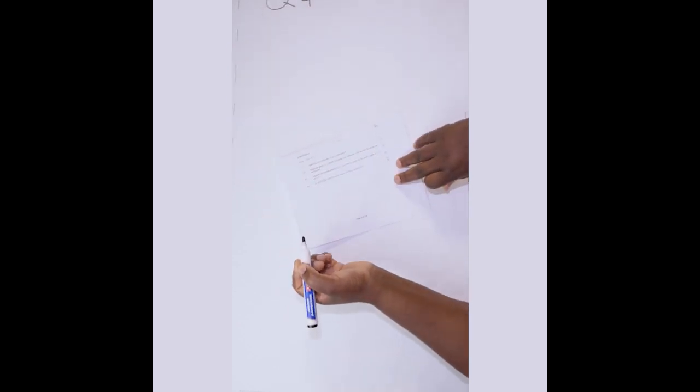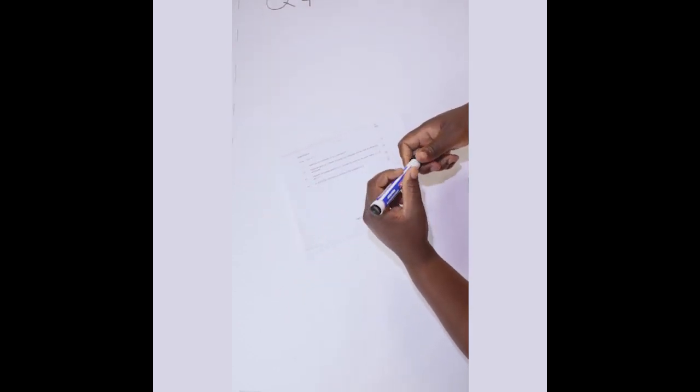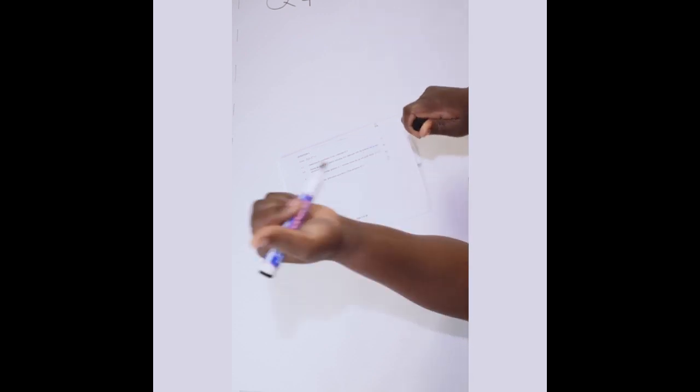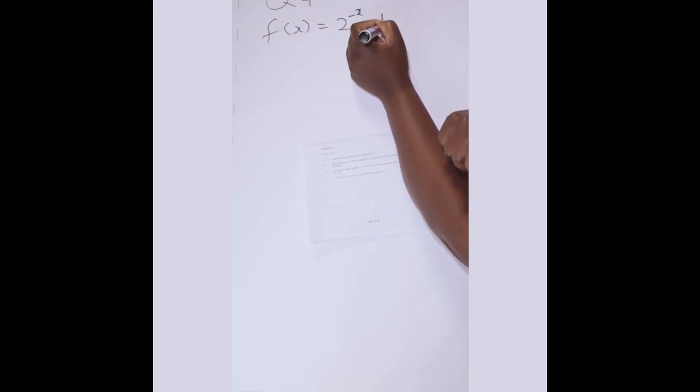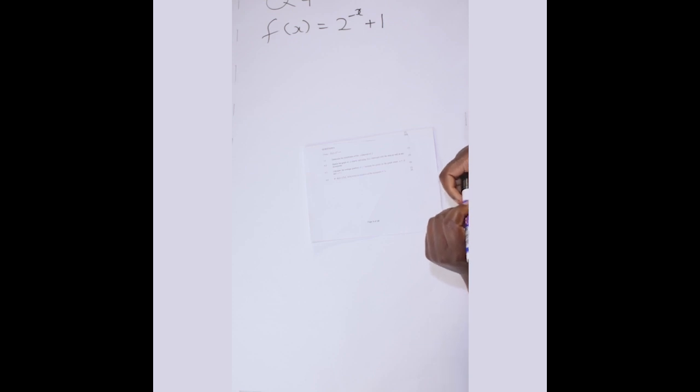Okay, matrics, we are continuing with the revision of paper 1. And we're still in functions, question 4 again. So these are the questions that we are dealing with at this moment. In question 4, they have given us a different expression, which is the equation f of x equals 2 to the negative x plus 1. If you remember the previous one, we were dealing with the hyperbola. Now we are dealing with the exponential.